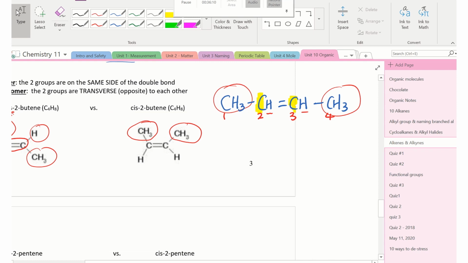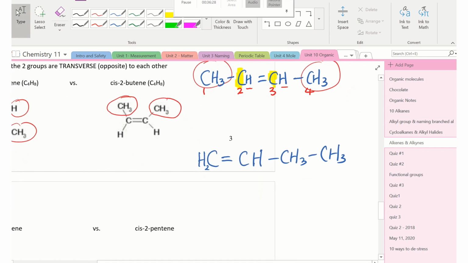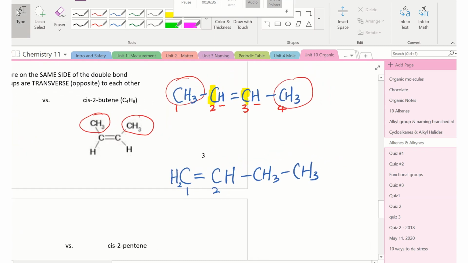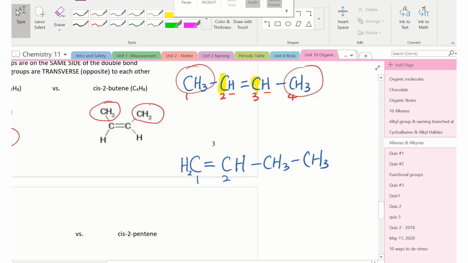So butene means 1-butene. Okay, so I'm going to draw 1-butene. Okay, here we go. So this is 1-butene. If you take a look at 1-butene, the double bond is happening on the first and second carbon, right? Now, this one does not have any isomers. It only has one structure.